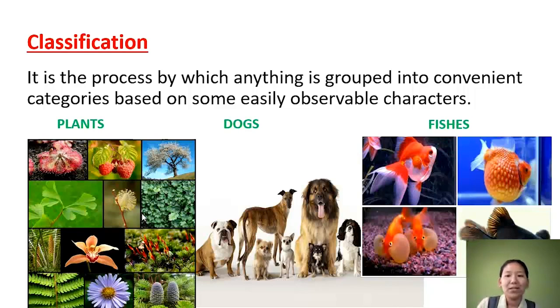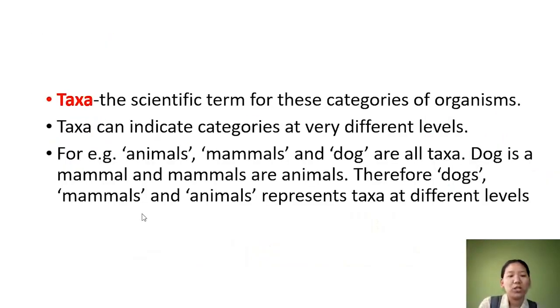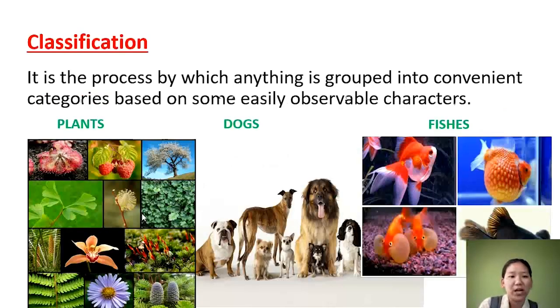Since studying each and every organism is very challenging, scientists classified all living organisms into groups, into categories, based on certain criteria, certain observable characters in them. So this classification becomes very important. Here I have categorized all these organisms into a category of plant, a category of dog, a category of fishes. So each organism has its own place.